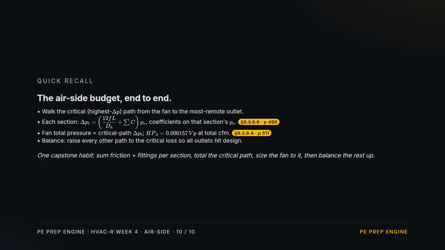Recap. Walk the critical path, sum friction plus fittings per section on each section's velocity pressure. Set the fan total pressure to the path total, take the air power at total flow, then balance every other path up. That's the whole airside budget.